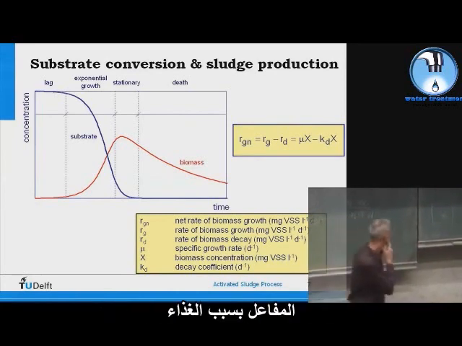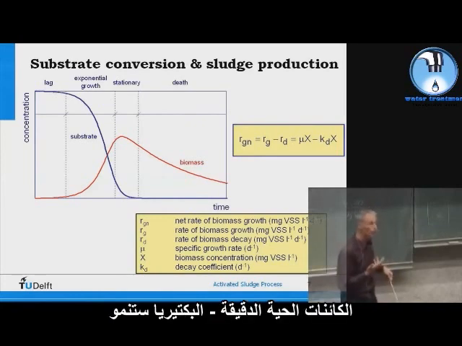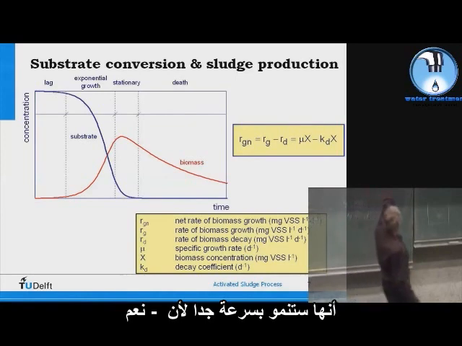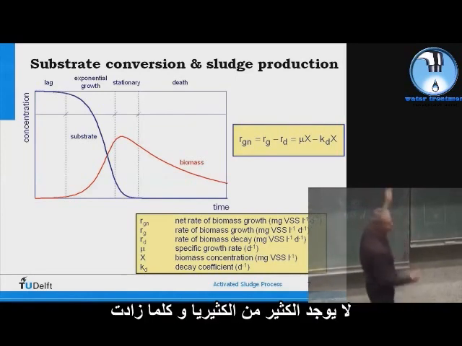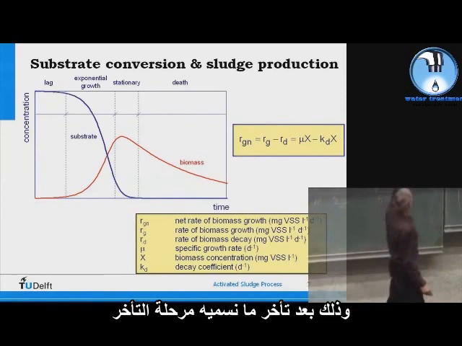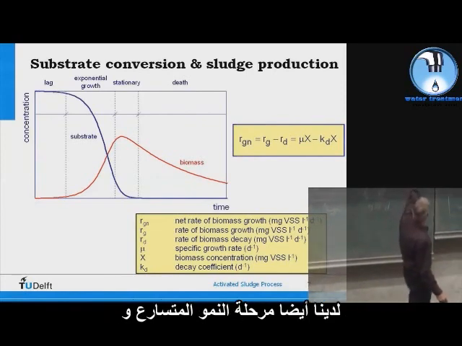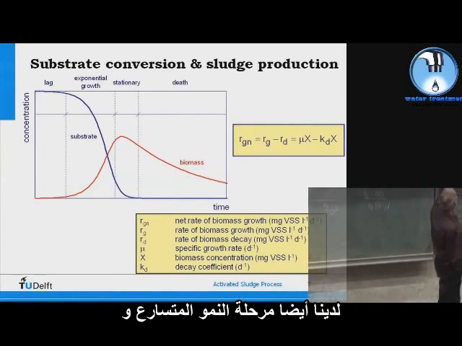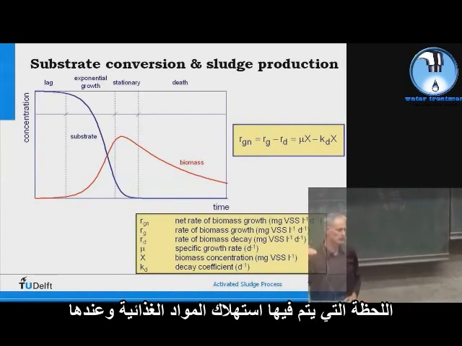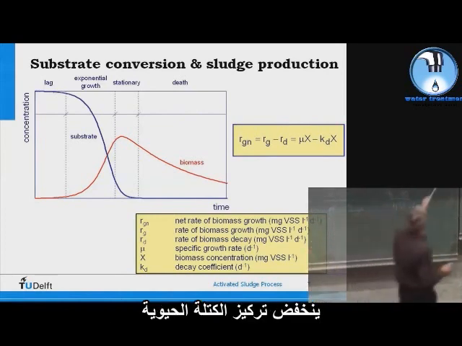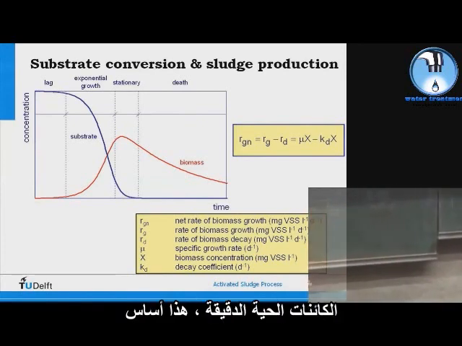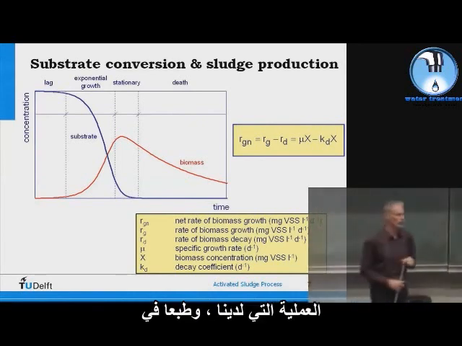At the same time, in this reactor, because of food, the microorganisms, the bacteria, will grow. And that's what you see. In the beginning, they won't grow very fast, because there are not too many bacteria, and the more bacteria there are, the faster they grow. So after a lag, what we call a lag phase, we have exponential growth. Well, and the growth reaches a maximum just at the moment the food is used up. And then the biomass concentration decreases because they die, these microorganisms. So that's basically the process we have.